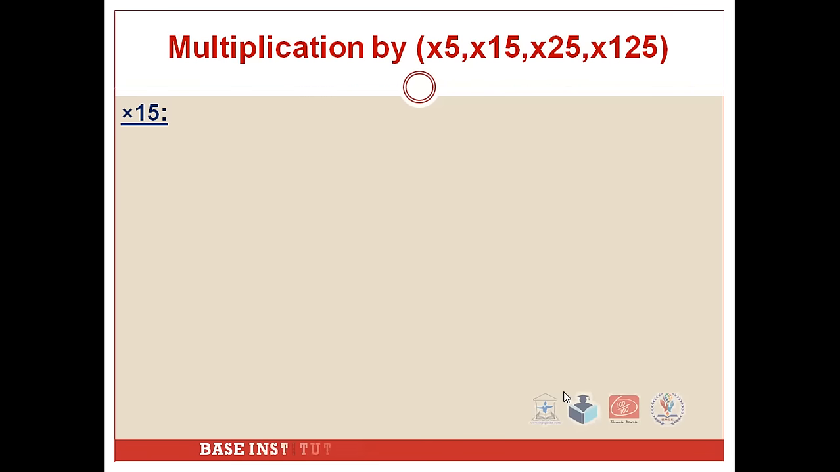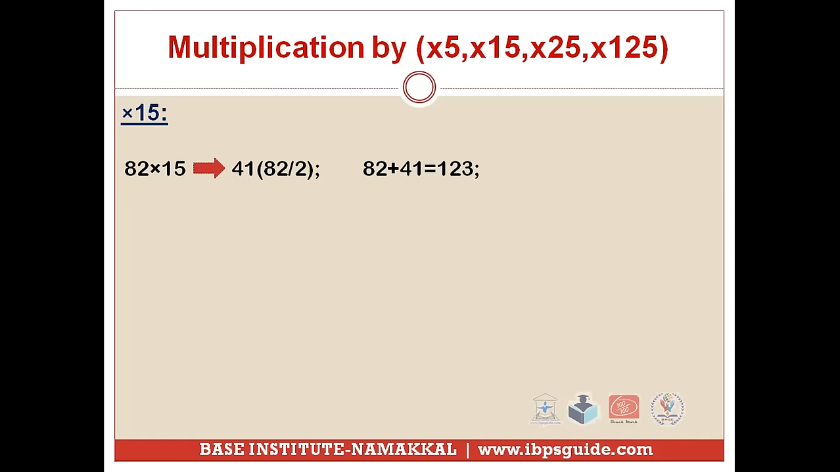Here we are going to see multiplication of 82 with 15. First we have to divide the given number by 2. While dividing, we get 41. And then we add the given number 82 and the number which we got from the division, 41. While adding these numbers, we get the resultant number 123. And finally, we have to multiply the resultant number 123 by 10. We get the answer 1230.